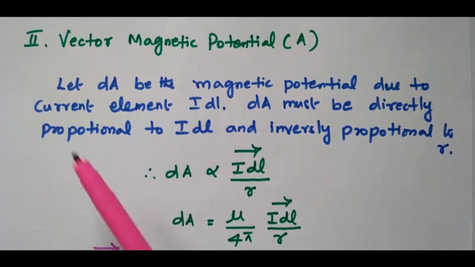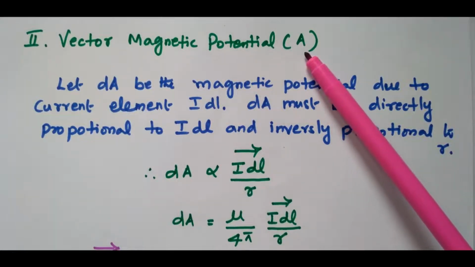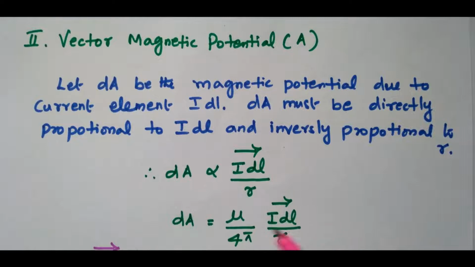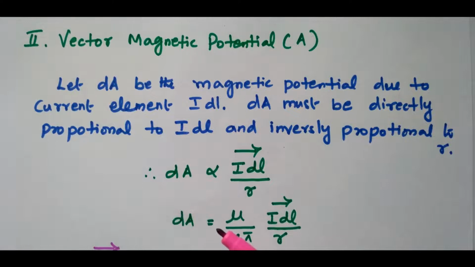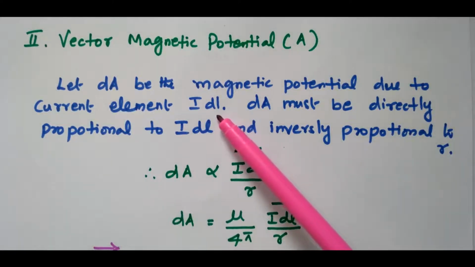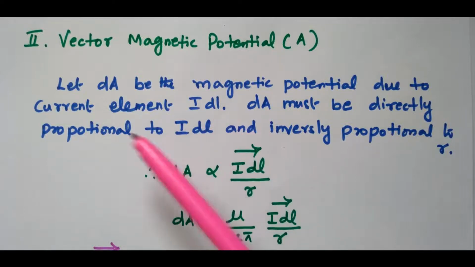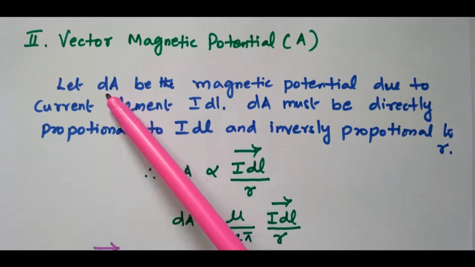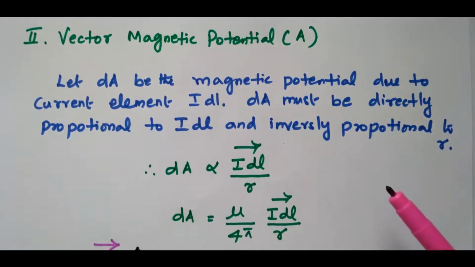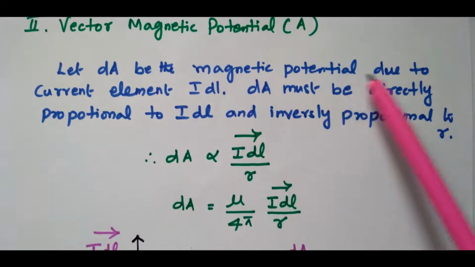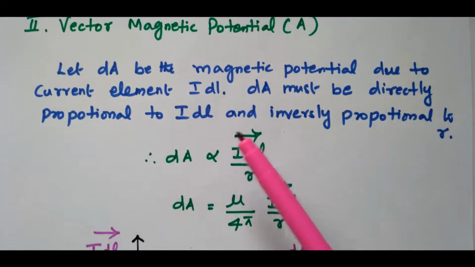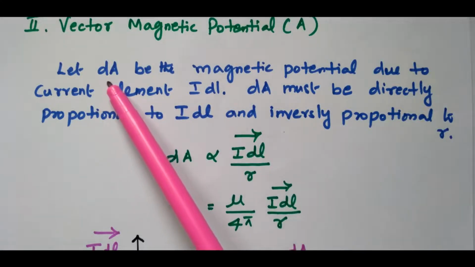Vector magnetic potential is denoted by the term A. What is vector magnetic potential? A is the magnetic potential. dA means the magnetic potential due to a small length dl. So due to that, the vector magnetic potential becomes dA. The dA is the magnetic potential due to the current element I dl. Current element is nothing but I into dl, which you already know.